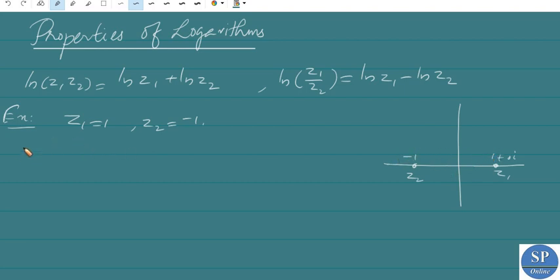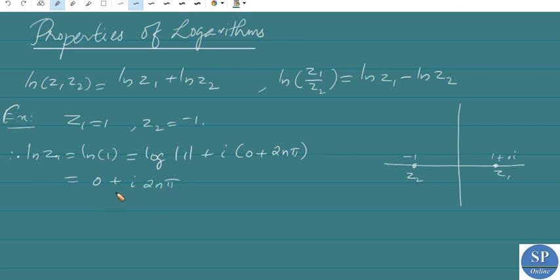Now we have ln of z1. Therefore ln of z1 is equal to ln of 1, which is equal to log of mod 1 plus i times the argument of 1. The argument of 1 is 0 plus 2n pi, where n is equal to 0, plus or minus 1, plus or minus 2, etc. So this is equal to log of mod 1, which is log 1, which is 0, plus i times 2n pi.